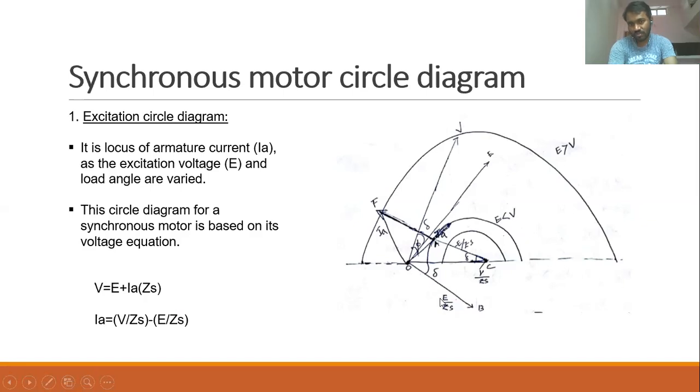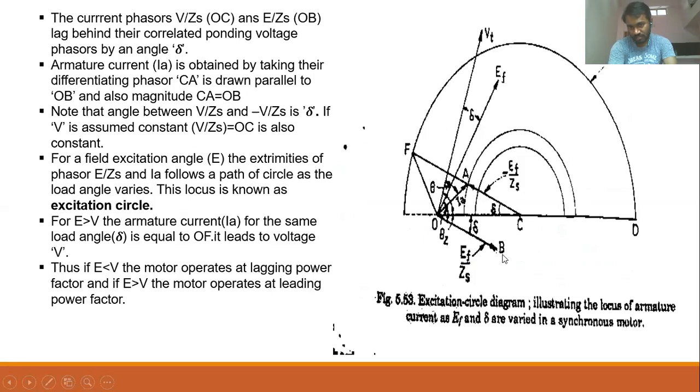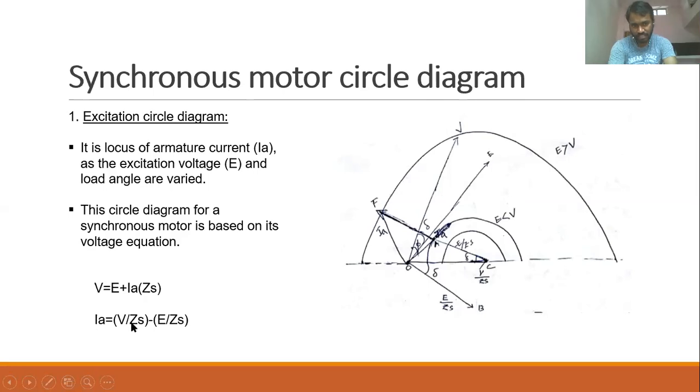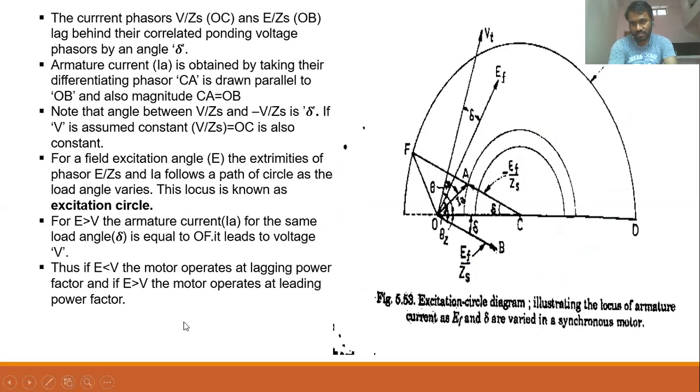In order to obtain the IA current, I'm drawing a parallel line to this OB from the end of C. As it is a negative sign, I'm drawing it in the opposite direction, with the same length as OB. This value is equal to minus E by ZS. We already discussed that IA equals V by ZS minus E by ZS, so the phasor difference between V by ZS and E by ZS will be equal to IA. So this current OA is the IA current.